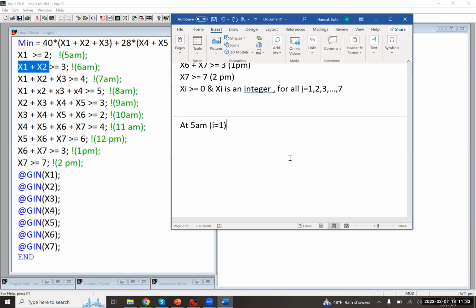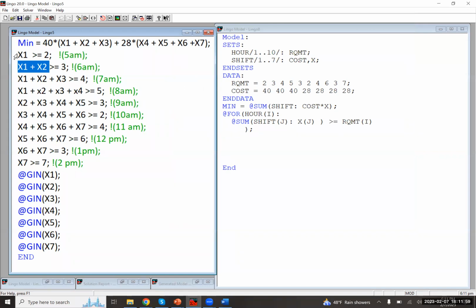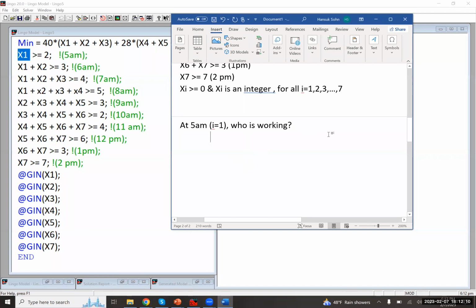So I equals 1. If I equals 1, we are considering 5 a.m. We want to know who is working. That's my question. So at 5 a.m., only people who start working at 5 a.m. are working. They are X1. So the answer is X1, right?